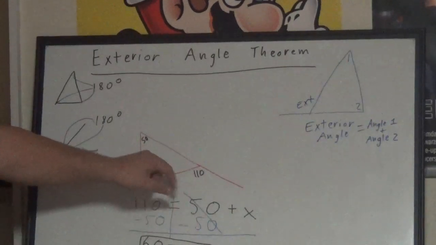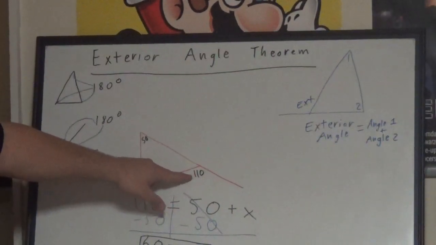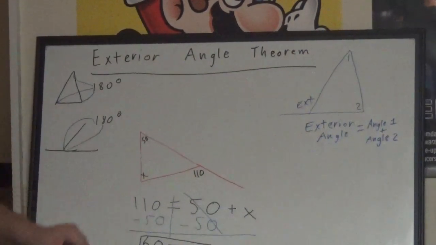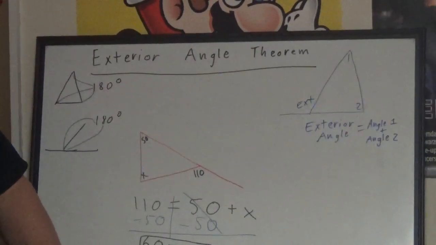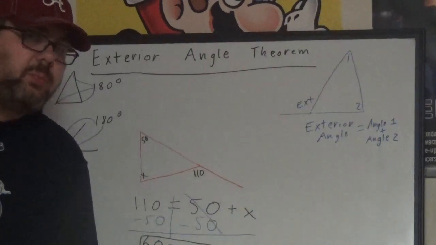Exterior angle equals the sum of the two opposite angles. And then you can solve an equation. So, exterior angle theorem, hopefully, is pretty simple.